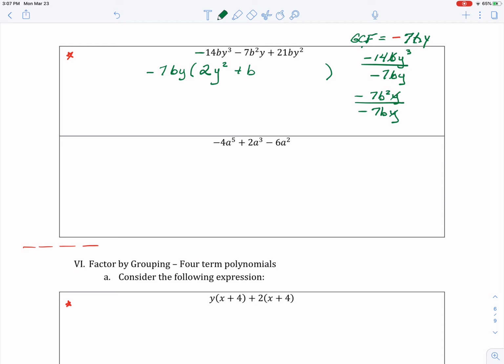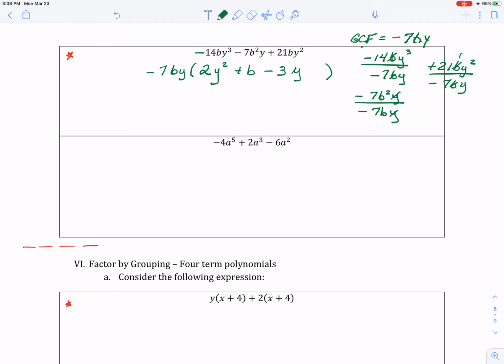And let me see where I can squeeze this in. A positive 21b y to the second, again dividing by negative 7by. You can see that that's going to give me a negative 3. Positive divided by negative. The b's cancel out. Y to the second divided by y to the first is y.